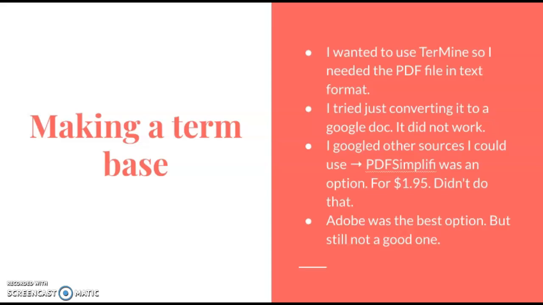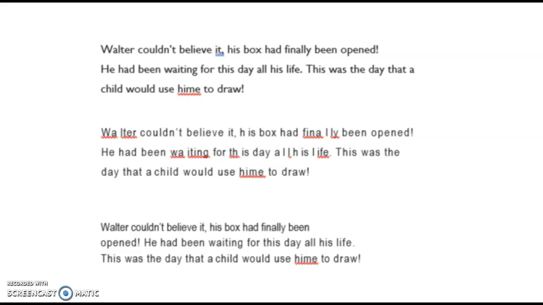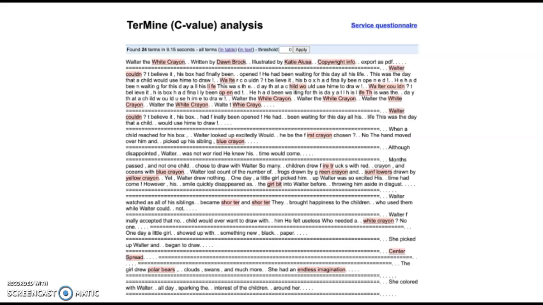I Googled other sources I could use, and one result was to use PDF Simplify, which required I register, so I didn't go down that road. Using Adobe Acrobat was my best option, but still not the best one. As you can see, there were still tons of misspelled words and added spaces that weren't there before. I decided to run it through Termine anyway, in the little hope that it would still give me something useful. Unfortunately, it didn't. I couldn't use any of the exact words that were highlighted because they were all wrong, but it gave me a general idea of where to look for terms I could use.